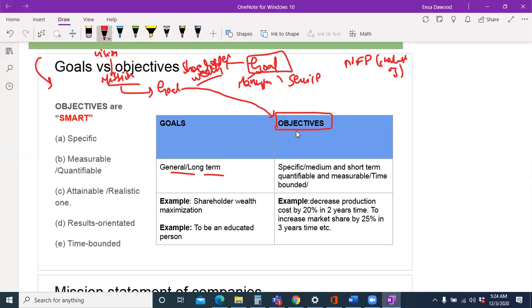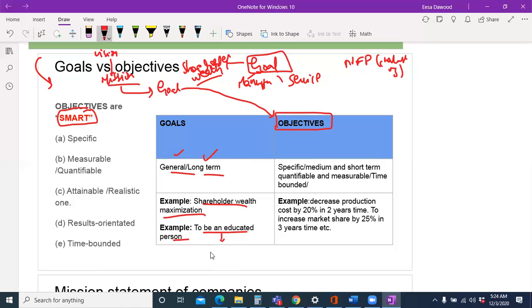Goals and objectives are used interchangeably, as alternates to each other, but there are differences. Today we're going to discuss those differences. There's an acronym used to define objectives, which is SMART. Goals are very generic and very long term. For example, shareholder wealth maximization is one example, or "I want to be an educated person." How would you do that?